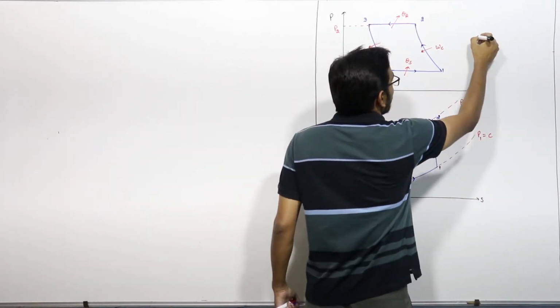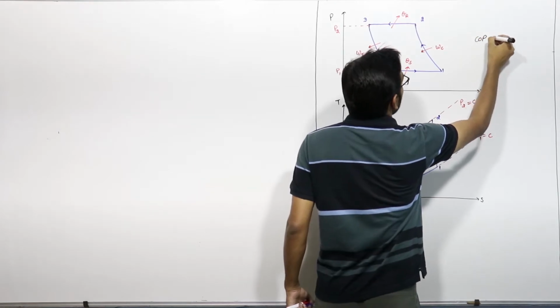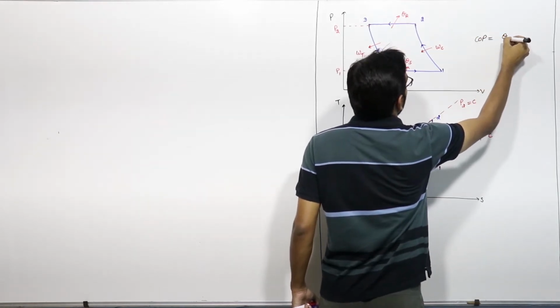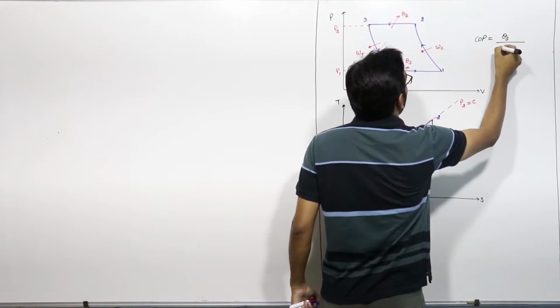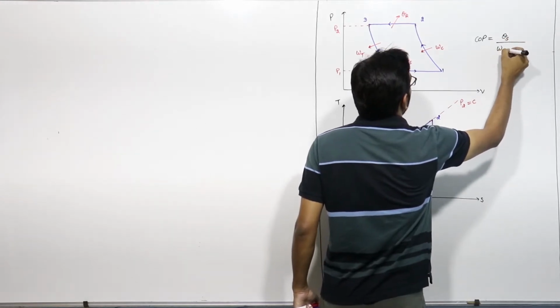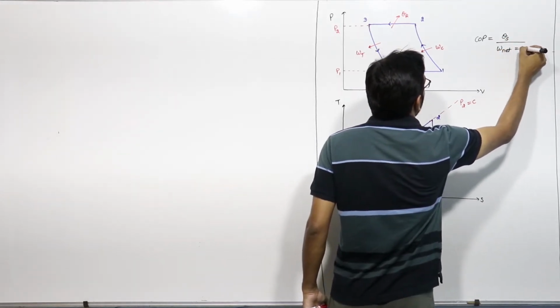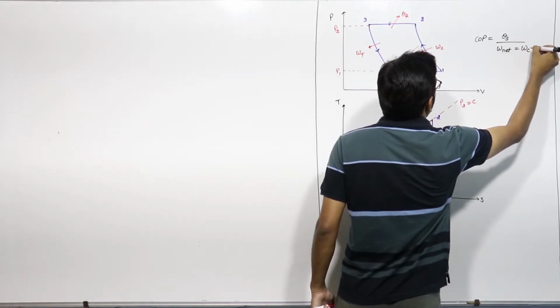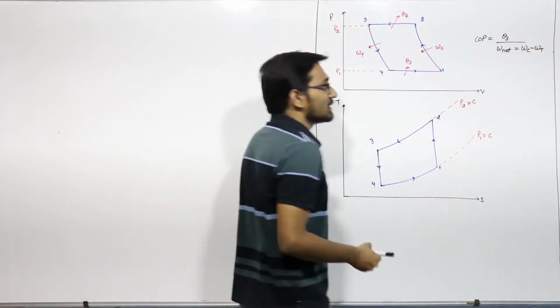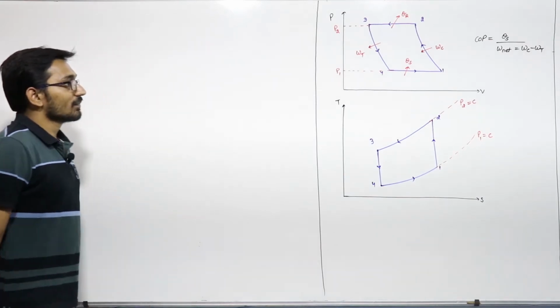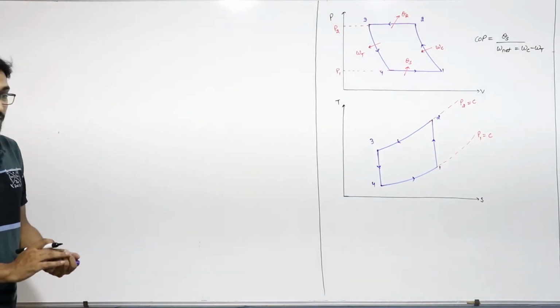But you know that the COP in this case will be equal to your refrigeration effect, that is heat supply, divided by your net work done. And net work done will be equal to compressor work minus turbine or expansion work. Right? This we have to derive.